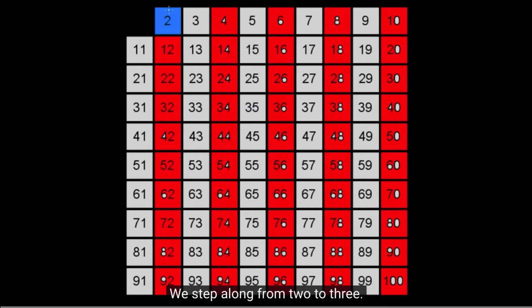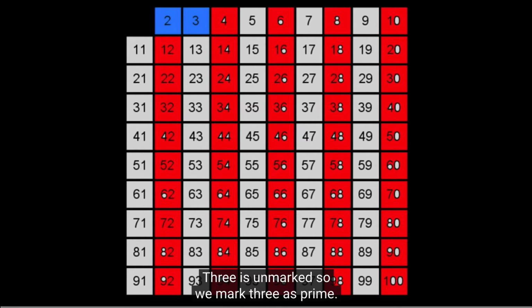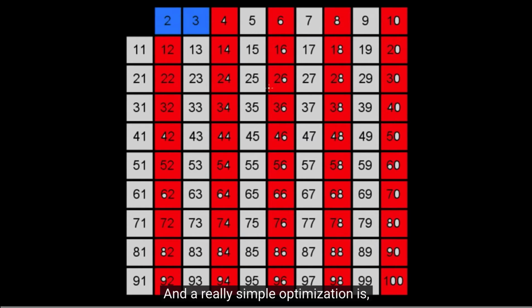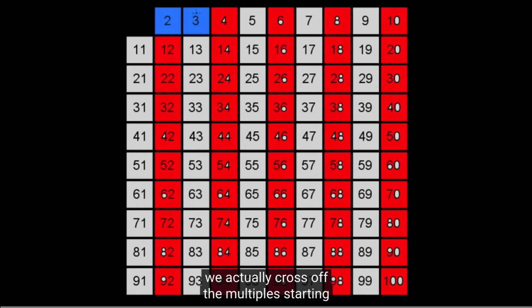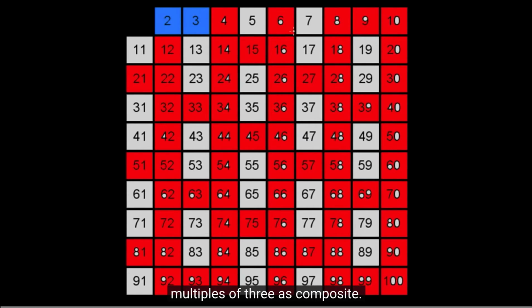Red means composite. And now we repeat. We step along from 2 to 3. 3 is unmarked, so we mark 3 as prime. And now we can eliminate all multiples of 3. A really simple optimization is, notice 6 is already crossed off. We actually cross off the multiples starting at the square of that number. So 3 times 3 is 9. We start at 9 and mark all multiples of 3 as composite.